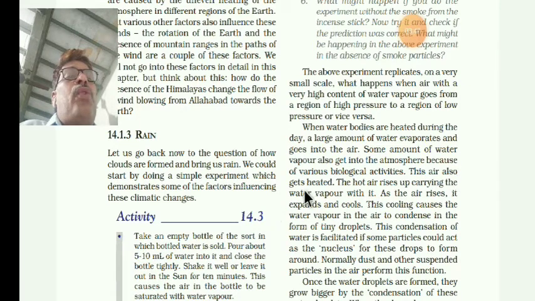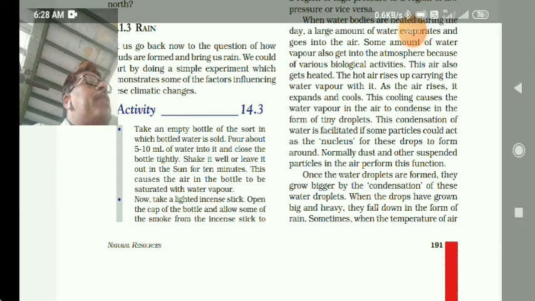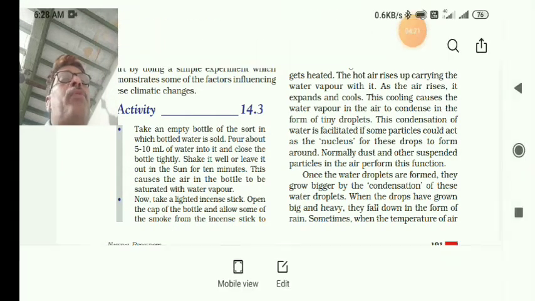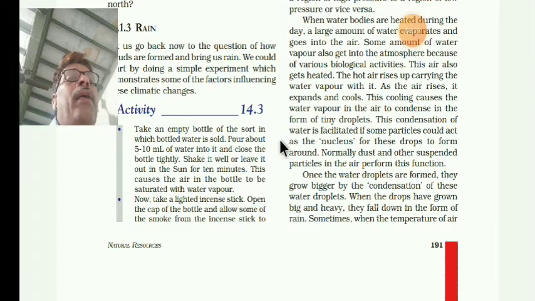The air also gets heated and rises up and mixes with the atmosphere. The hot air rises up, carrying the water vapor with it. So what will happen? As the air rises, it expands and cools. So it spreads out and cools. And this cooling causes the water vapor in the air to condense in the form of tiny droplets. So condensing means decreasing in volume or becoming compact. And then it becomes tiny droplets.